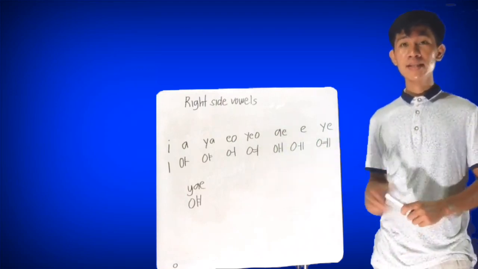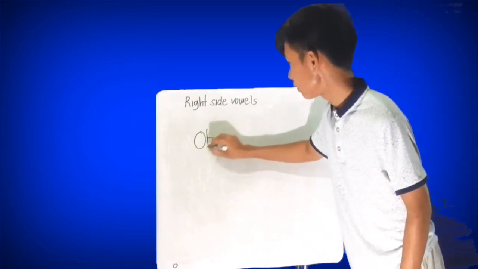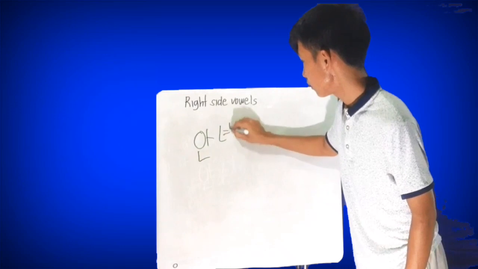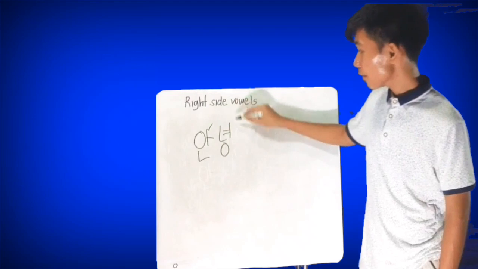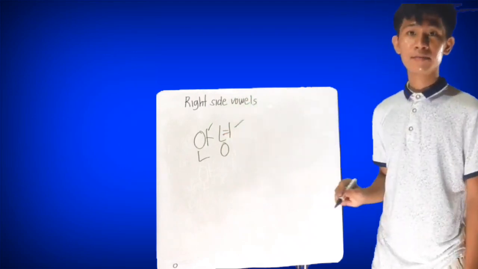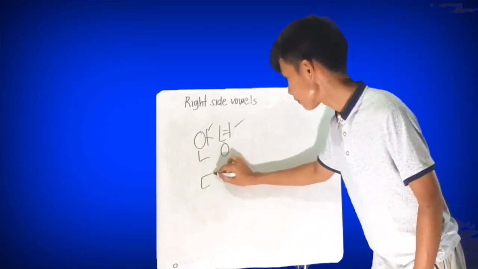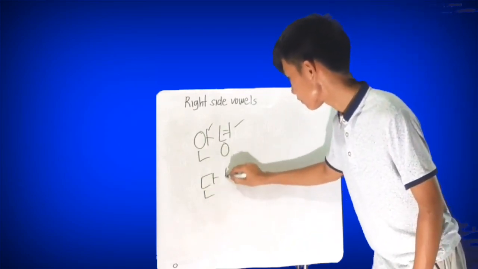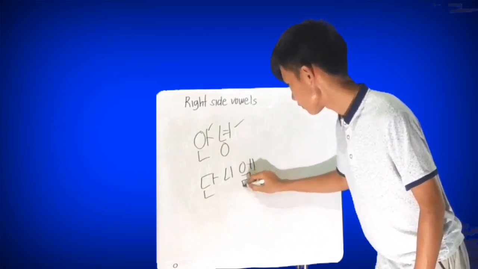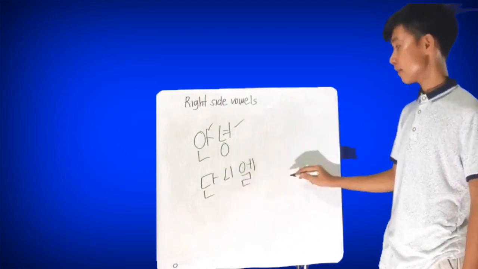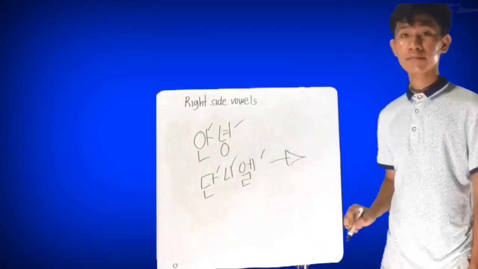So, to make it clear, let's have some examples. Anyong. The vowels are written to the right side. Let's have another example. Taniel. The vowels are written to the right side.